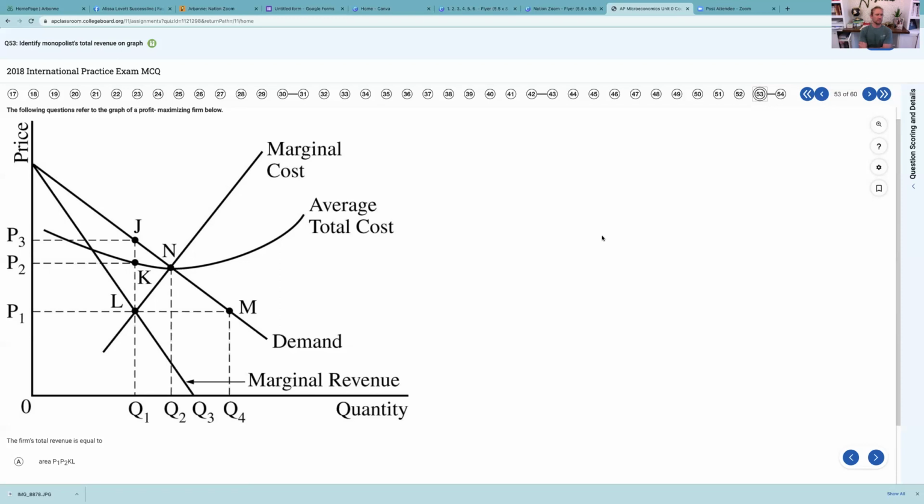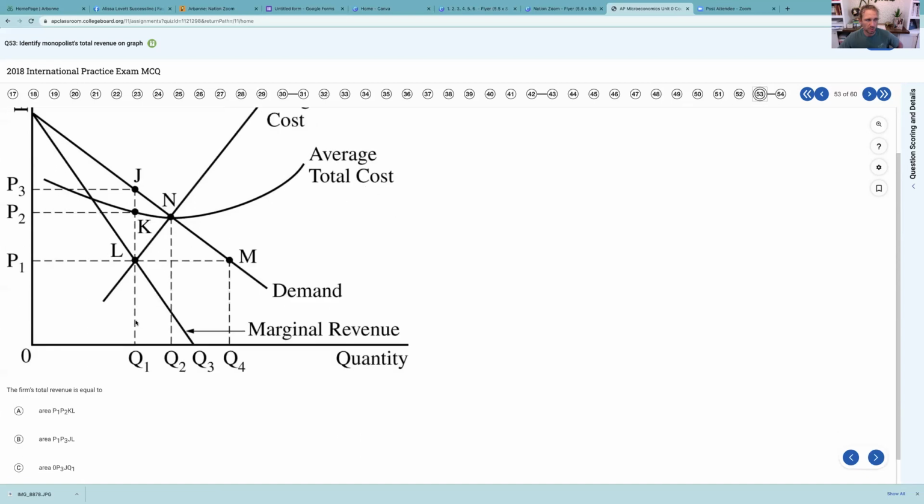This question says the firm's total revenue is equal to what? The total revenue is price times quantity. They are producing where MR hits MC, which is at point L, a quantity of 1. The mistake people are going to want to make here is they're just going to go from that quantity up to MR equals MC, and they're going to say it's P1, 0, Q1, L. That's wrong, because the price is derived from the demand curve above. So your total revenue is the price of P3 times the quantity of Q1. So P3, J, Q1, 0.